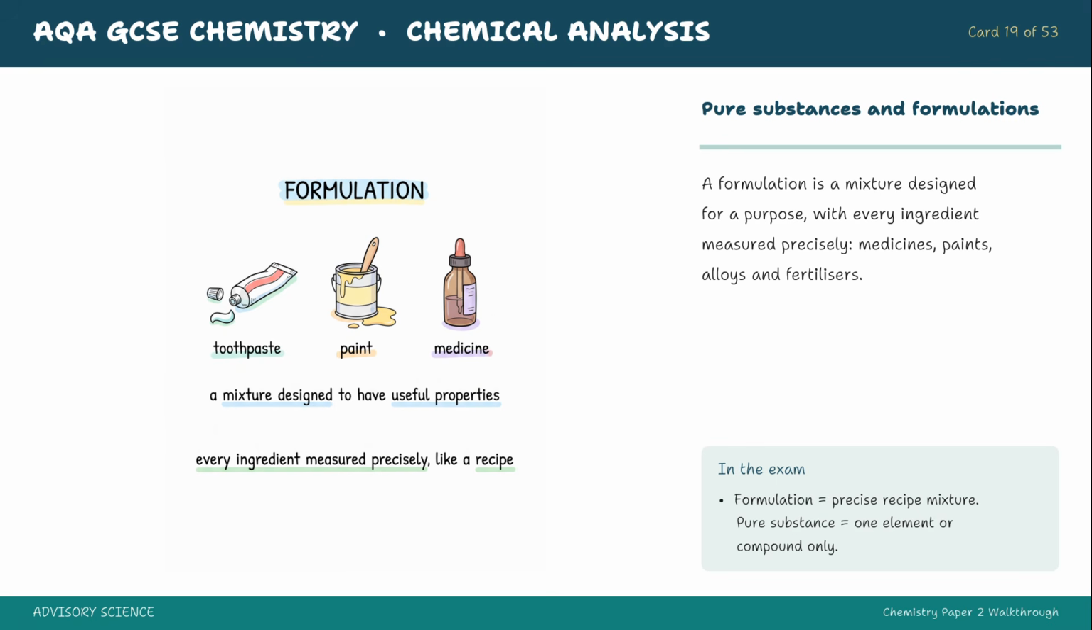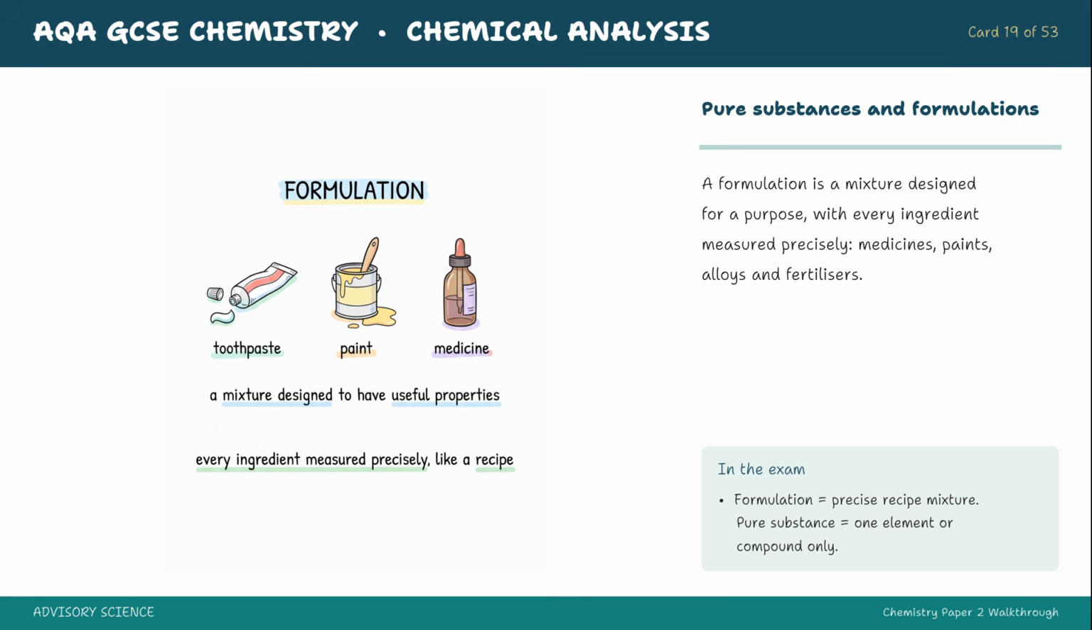Pure substances and formulations. In chemistry, a pure substance consists of only a single element or a single compound that's not mixed with any other substance. Pure substances can be easily identified because they melt and boil at precise specific temperatures. In contrast, a mixture does not have a sharp melting point.